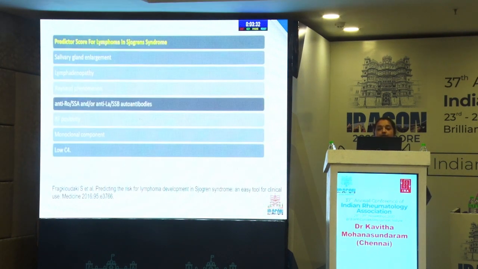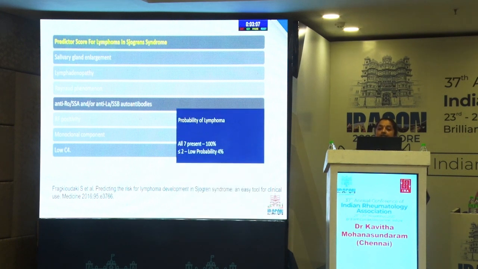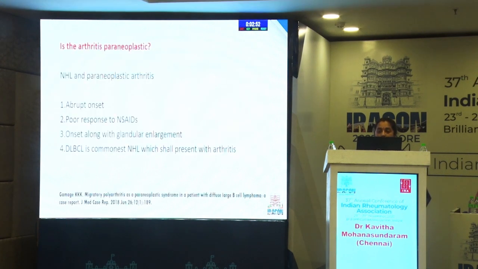And the predictor score of lymphoma. This patient, the lymphoma has already happened. But when we see Sjogren's syndrome for the first time, we take these predictor scores: whether there is persistent salivary gland enlargement, is there a lymphadenopathy association, Raynaud's association, presence of both anti-Ro and anti-La, RF positivity, monoclonal component, and low C4. So there are 7 predictor scores universally accepted. If all 7 predictor scores are present in a patient, the chances of going ahead with a lymphoma is almost 100%. But if it is less than or equal to 2 of the predictor scores, there is a very low probability, close to only 4%.